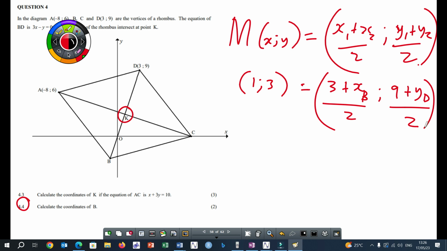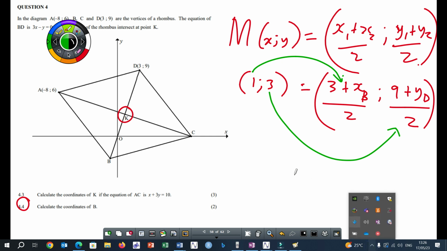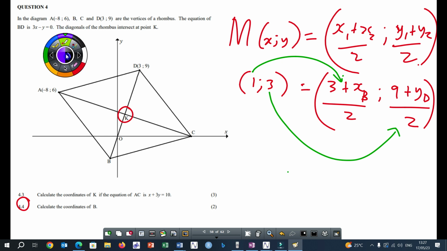Now, this one becomes interesting. Do you know that you can equate this 1 to that, and equate that 3 to that? Yes. Do you know that? Sir, your coordinates for K around 0 and 9. Yeah, what? If your coordinates for K around like that, that would be CA maximum. Okay? So, from here we say 1 is equal to 3 plus xd all over 2.